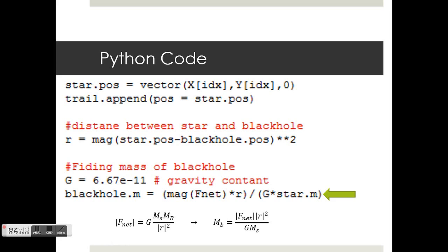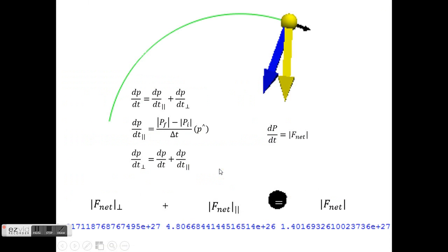Then with our Python code, we find the distance squared between the star and the black hole. To do this, we take the star's position minus the black hole's position and square it. We then put this into our equation where we had F net equals G ms mb over distance squared, which was further derived to the mass of the black hole equals F net times the distance squared over G ms. And this code can be seen right here.